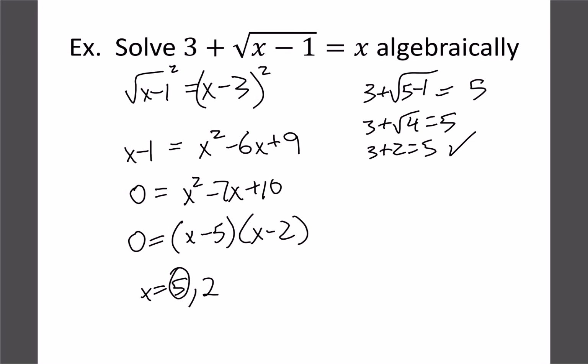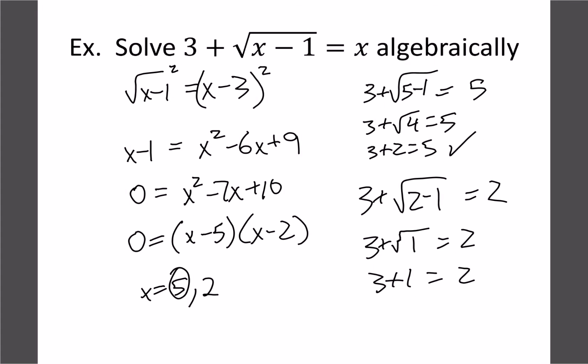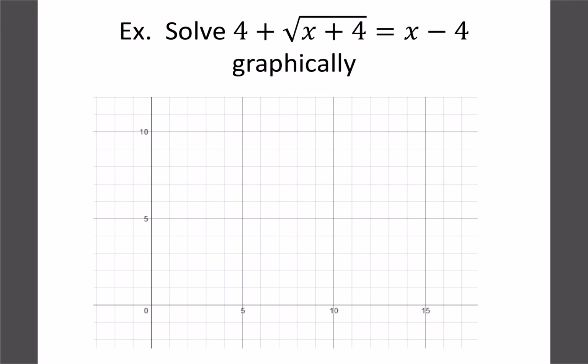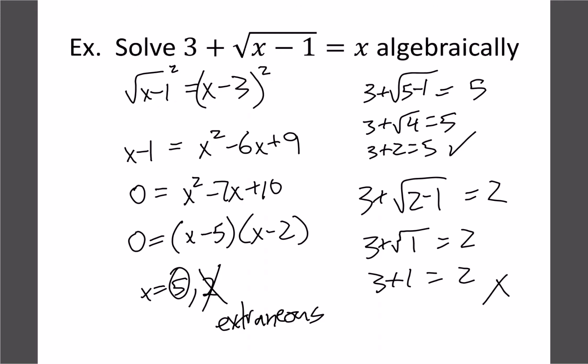Let's try the 2. So 3 plus root 2 minus 1 equals 2. So 3 plus 2 minus 1 is root 1. So that's 3 plus 1, which equals 4, not 2. So that one's no good. So we'd say that this 2 is extraneous. So that means we only have the one solution. And if we were to graph that one, we would see that it only crosses in one spot.